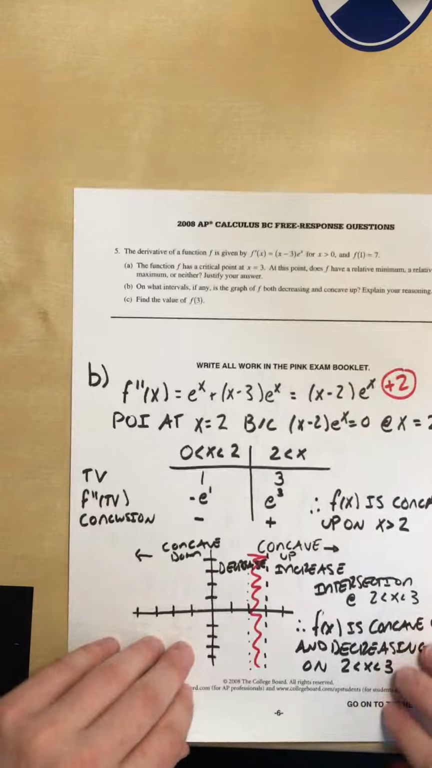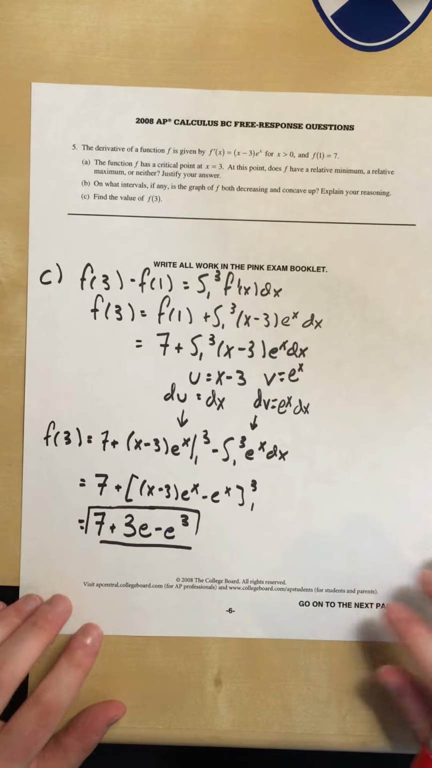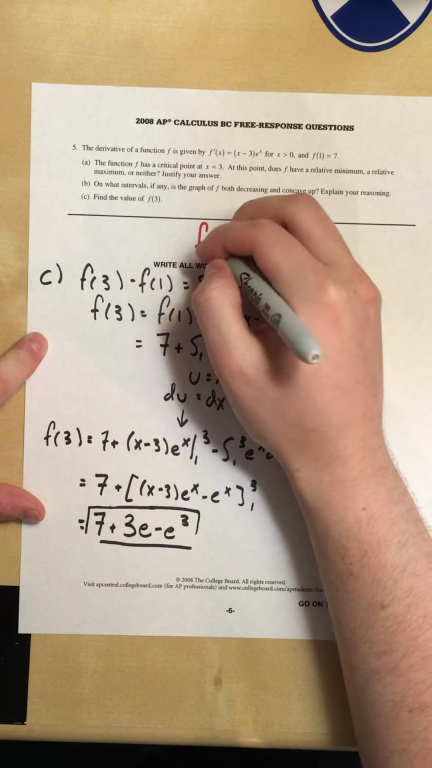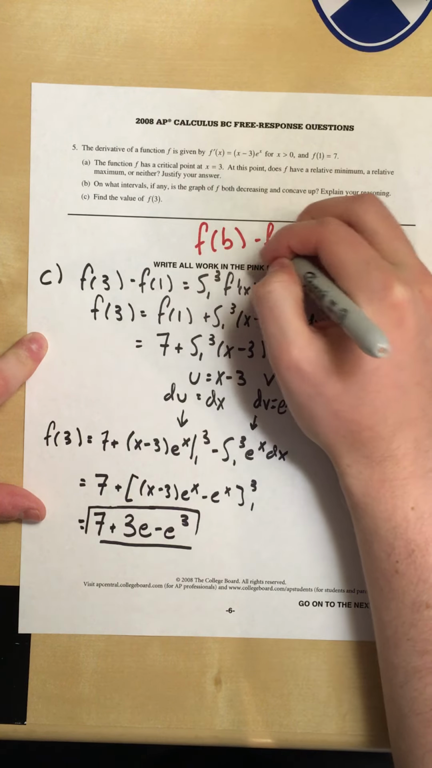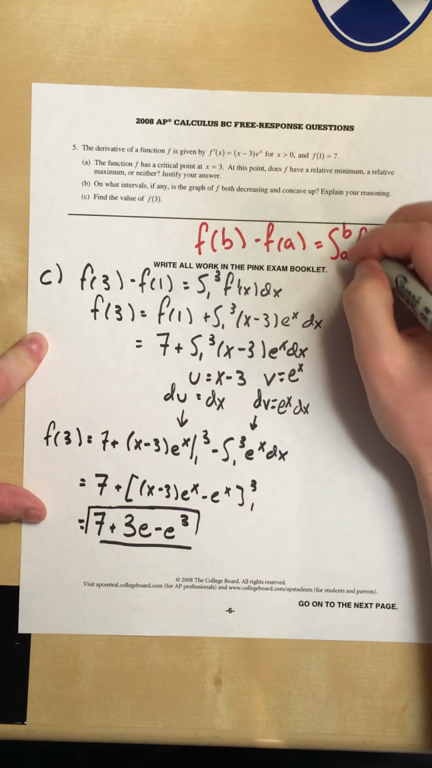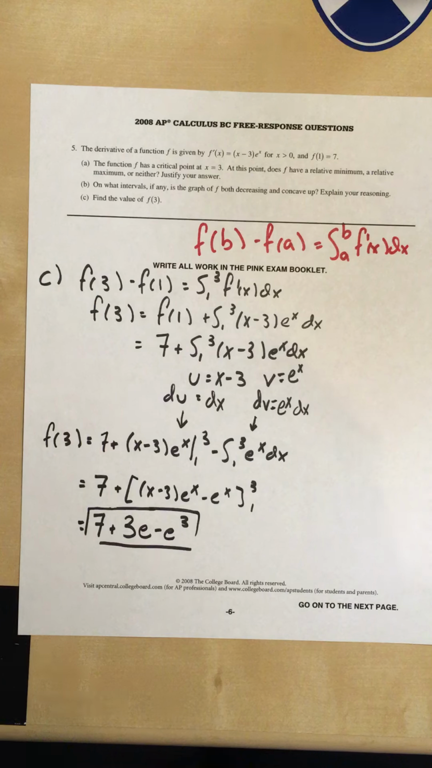All right, let's move on to part C. Part C just says, find the value of f of 3. A very quick thing you're going to want to think of is the fundamental theorem of calculus, which shows that f of b minus f of a equals the integral from a to b of f prime of x dx. And since you already have f prime of x in this case, and you know the limits, you can very easily use the fundamental theorem of calculus.